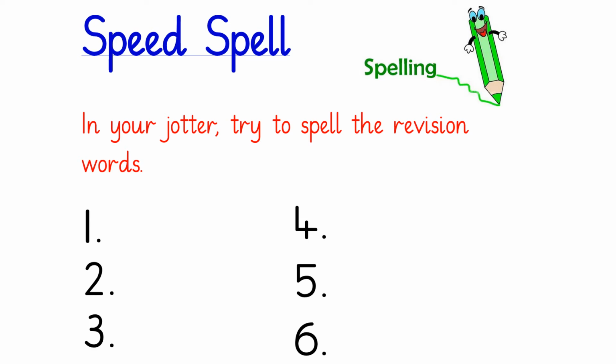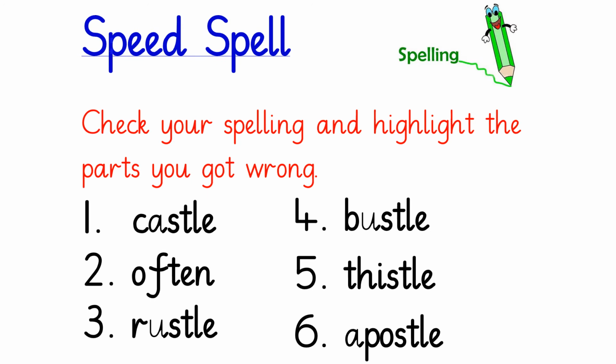And finally, number 6, apostle. A follower of Jesus was called an apostle. Apostle. Okay, as usual, I should have said this at the beginning, but you can pause at any point to write your word down. Okay, here are the answers. Give yourselves a mark out of 6. Let me know how you get on.